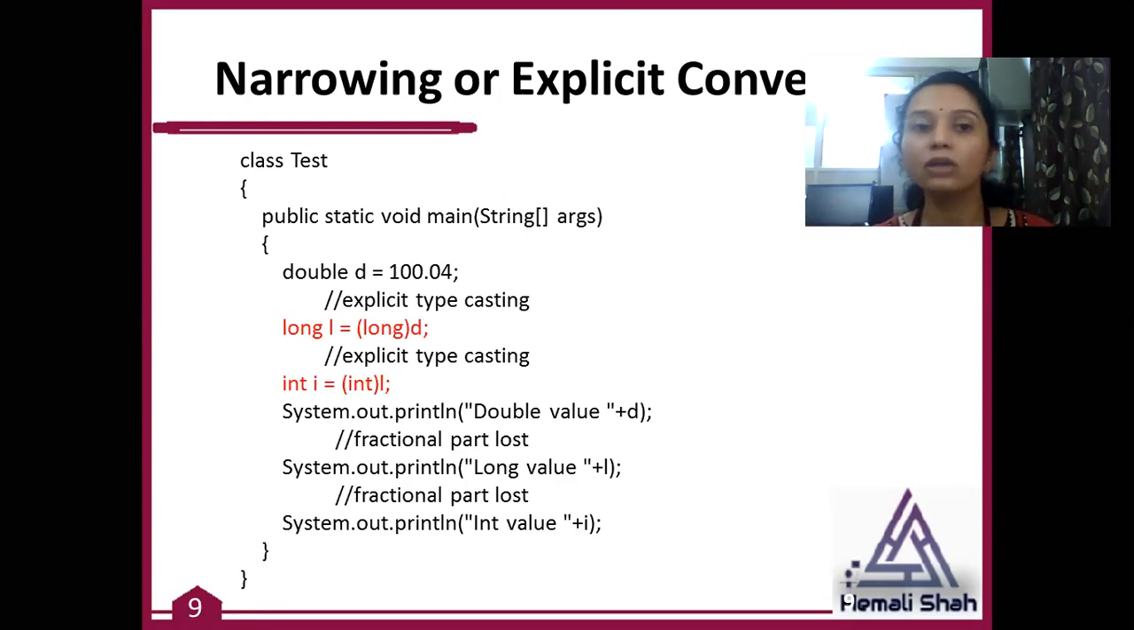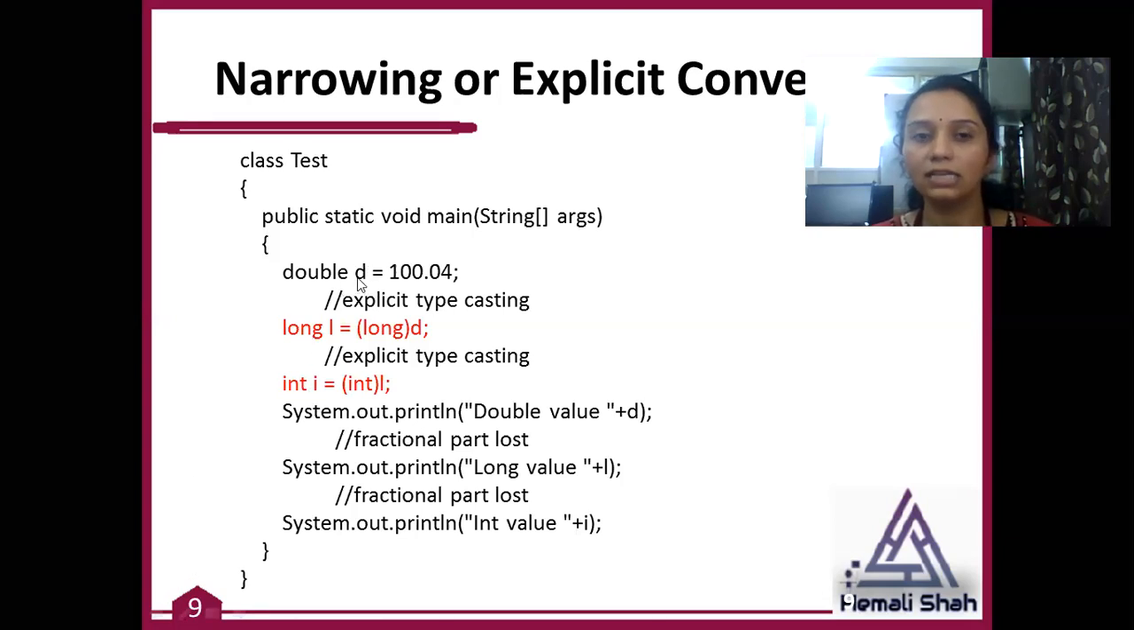computer, because your float having floating point values, and integer having only integer values. Integer variable cannot store float values, so floating points are always discarded by the computer. So whenever you are doing the narrowing conversion, your value loss will be there. Now see the syntax over here.